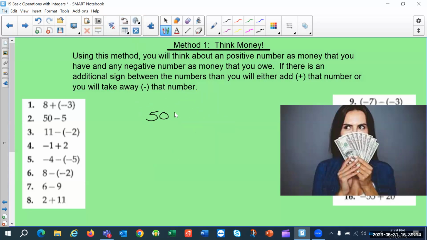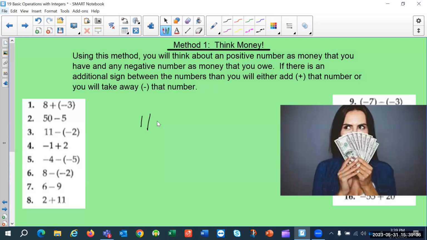Let's do a little confidence builder here. 50 minus 5. You can pause if you want to, but this is just regular good old subtraction. So if you have $50 and you owe $5 and you pay it off, you will have $45 left. All right, so it does work with regular math.